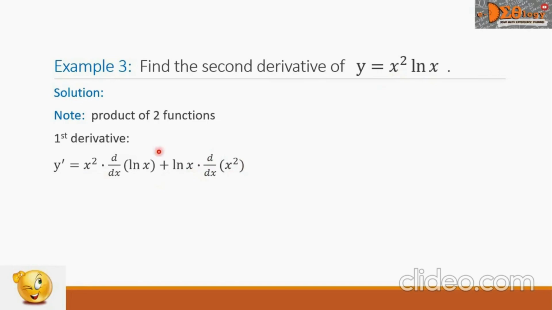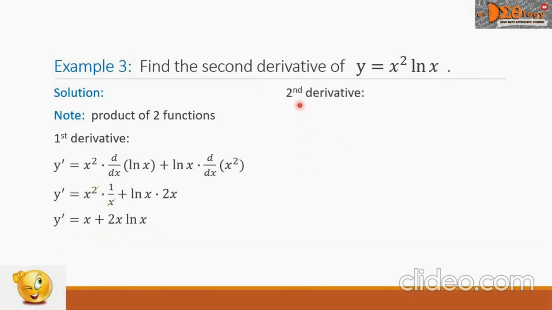On the next line, we will evaluate the derivatives respectively. The derivative of ln x is 1 over x. The derivative of x squared is 2x. In this group, we can see that we can cancel this x in the denominator and one of the x in this expression. Here we go. So in the next step, we have now the y prime, or the first derivative, equals x plus 2x ln x.